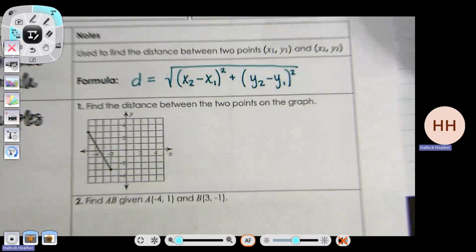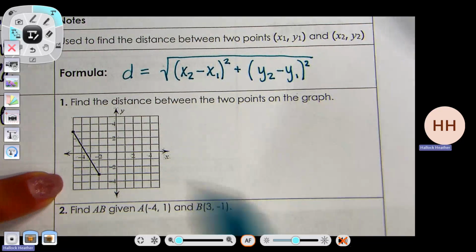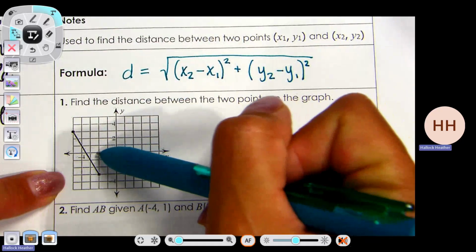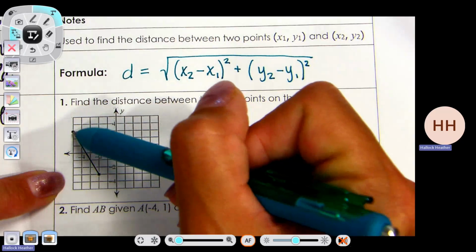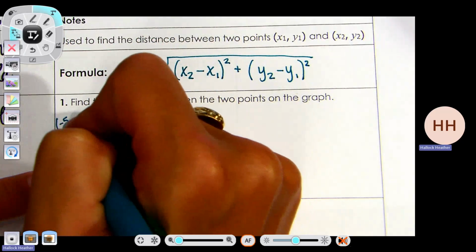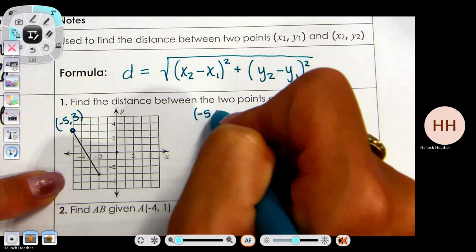So for number 1, first thing we're going to do is write out the coordinate points that are on the graph. I know it's kind of blurry. 0, 0's in the middle, right? So if I start at 0, 0, I'm going 1, 2, 3, 4, 5, -5, and up 3. So this first coordinate point right here is -5, 3. I'm going to write that over here.